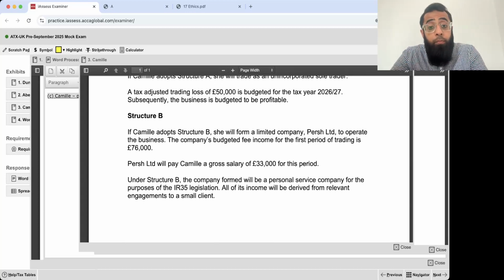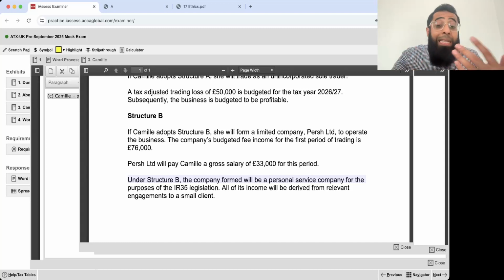Structure B. If Camille adopts structure B, she will form a limited company, Parish Limited, to operate the business. The company's budgeted fees income for the first period of trading is £76,000. Parish Limited will pay Camille a gross salary of £33,000 for this period. Under structure B, the company formed will be a personal service company for the purpose of IR35 legislation.